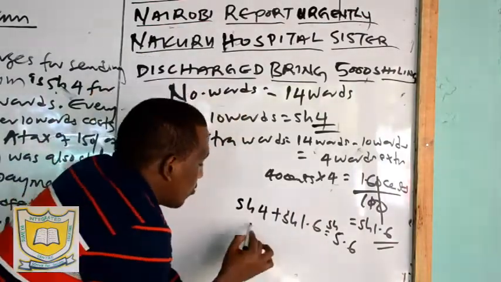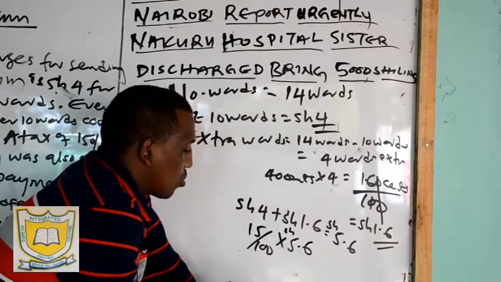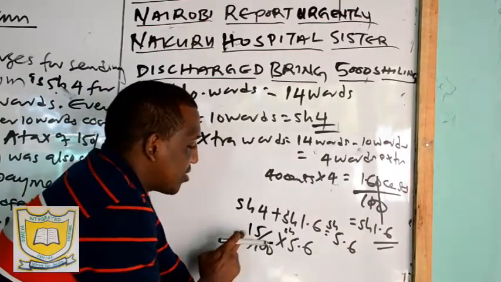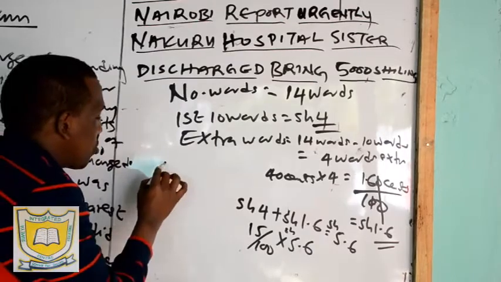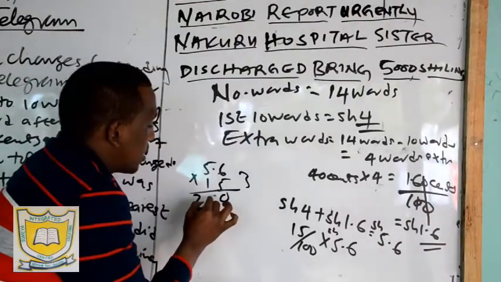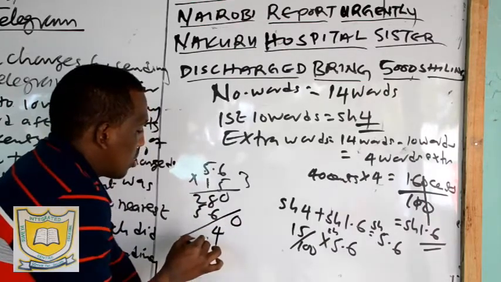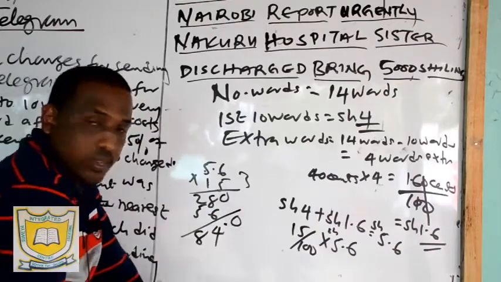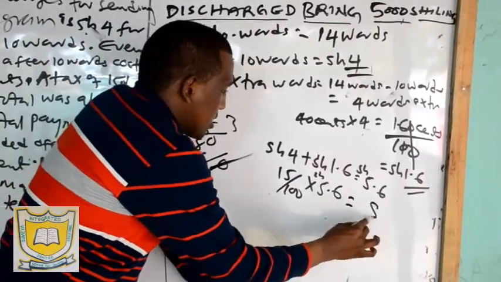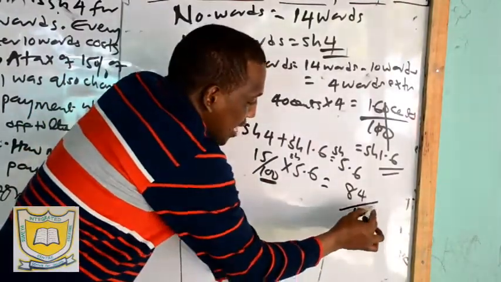So we say 15 out of 100 times 5.6. What do we do now? I said you multiply, then you introduce a decimal. So let us multiply 15 times 5.6. 5.6 times 15: 30, carry 3, 25, 28, so we get 84. The decimal point is 1. So when they go together, here you will get 84 over 100. We never touched the 100. So we cancel, we introduce a point.